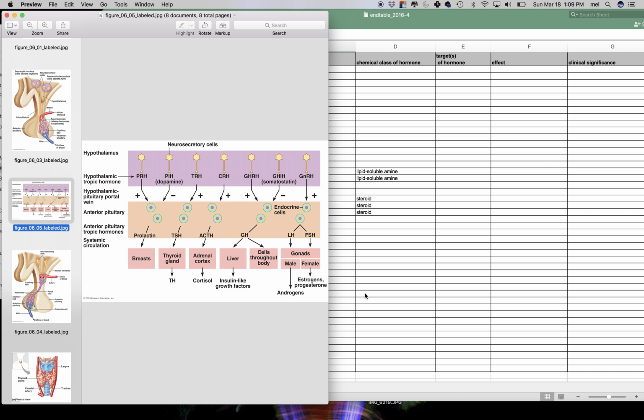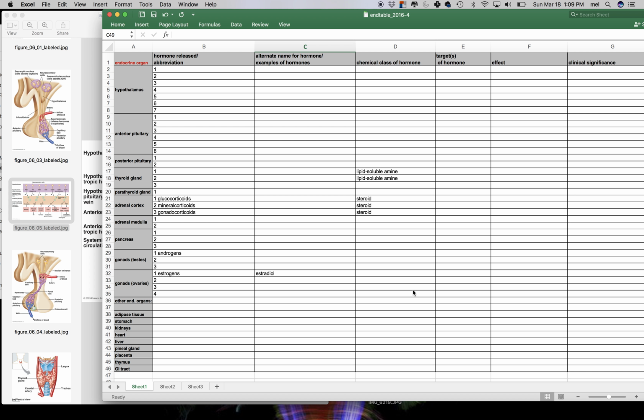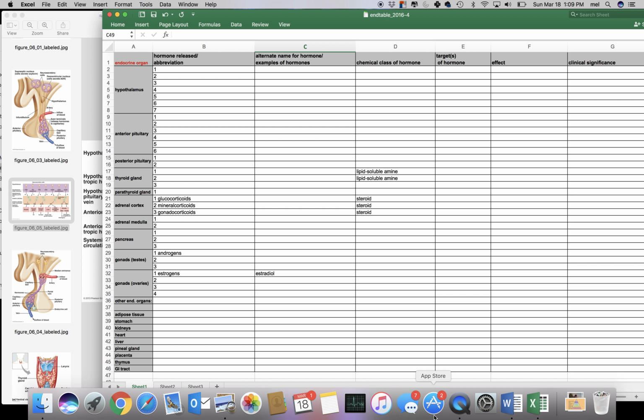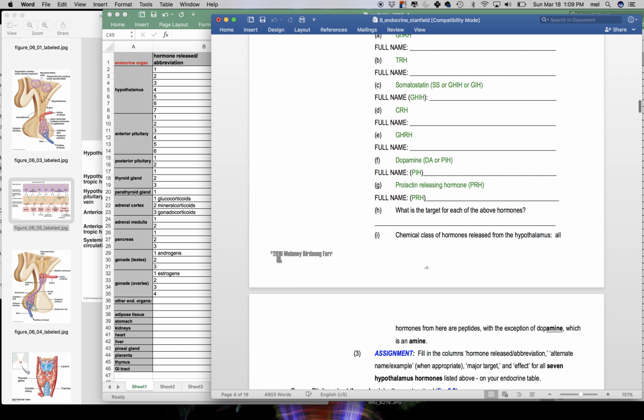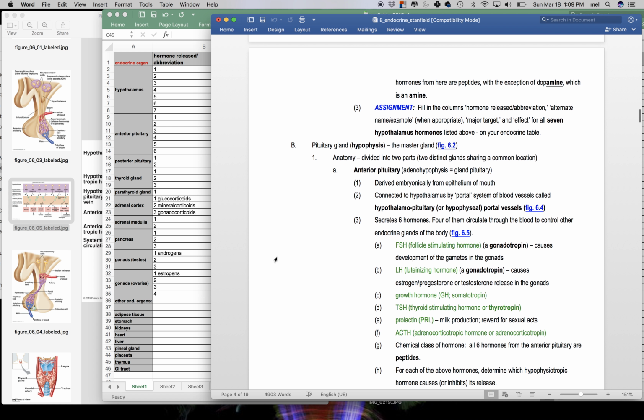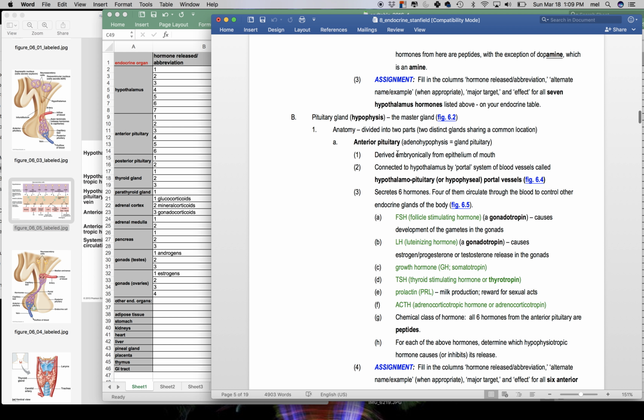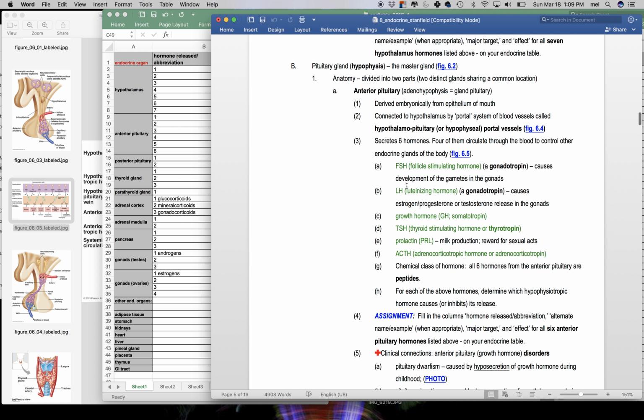So this figure has a pretty simplified version of that. Okay, so that's those 7, and then there are going to be 6 that come from the anterior pituitary. So you just scroll down, find pituitary, find anterior pituitary. And there are 1, 2, 3, 4, 5, 6 with their long names right there. Okay.